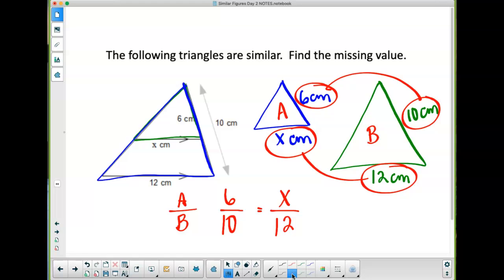Okay, once we've set up the proportion, now we're going to solve it. How do we solve this? Zachary? You do 6 times 12 and you divide that by 10. Okay, multiply the numbers on the diagonal, divide by 10, and this is where you can use a calculator. So 6 times 12 is 72 divided by 10. X equals 7.2 centimeters. There's your answer.